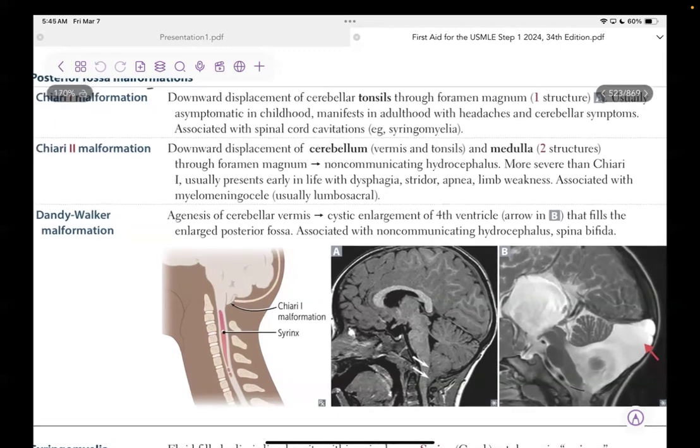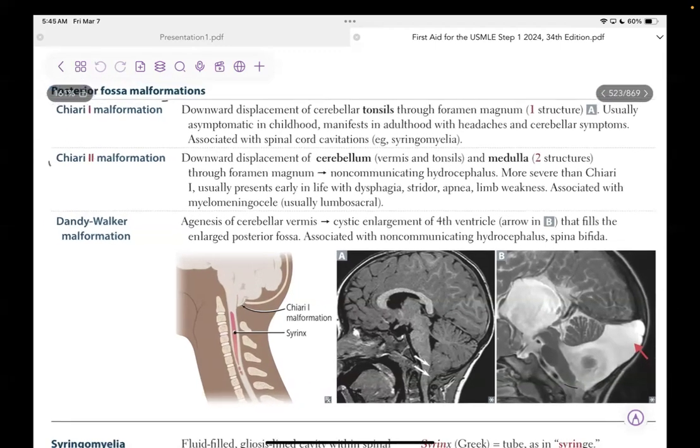So now that we are talking about posterior fossa malformation, we need to know that the posterior fossa is in the back of the head. Posterior fossa has three main organs: cerebellum, medulla, and pons. They are all together in the back, and the precursor of all of them, from embryology, is metencephalon and myelencephalon. So whenever we see malformation in the posterior fossa, it means that we see something not formed properly in the posterior fossa.